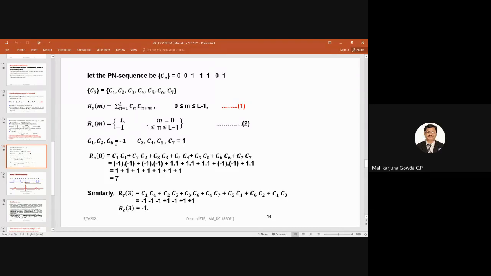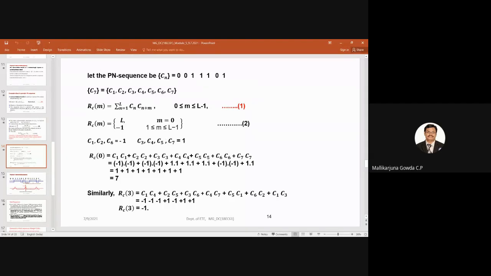Then you substitute the values of C1, C2, C3, C4, C5, C6, C7 in this. So what is C1? C1 is minus 1. So minus 1 into minus 1, what will you get? Plus 1. Then C2 is also minus 1, so minus 1 into minus 1 again becomes plus 1. Then what is C3? C3 is plus 1, so 1 into 1 is 1. Then C4 is also plus 1, so 1 into 1 is 1.